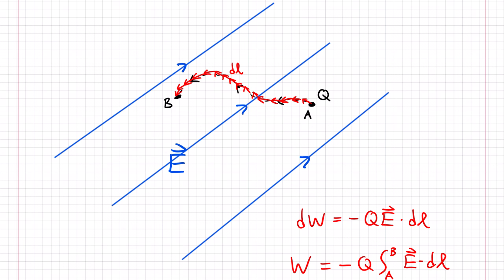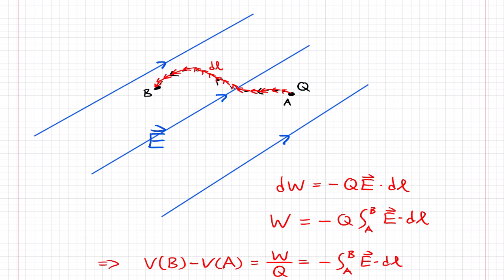If we want to find the work that's being done from A to B, we need to integrate the expression from A to B. Potential is the amount of work that's being done to move 1 coulomb of charge. Therefore, the potential difference between B and A will be the work divided by Q, or negative the integral of E dotted dl from A to B.